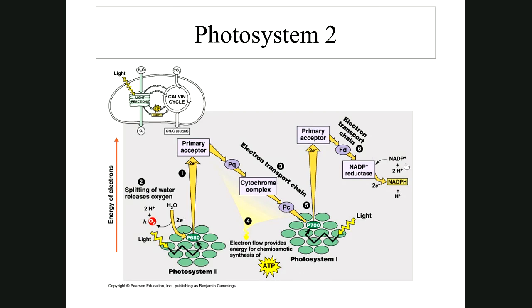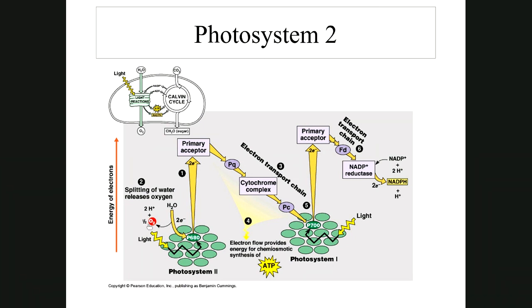NADP comes by and picks up the electrons and hydrogens to make NADPH plus H. Okay, so let's look way back over here on the left. If those electrons were lost, how does it acquire new electrons? Look at number 2 here. Splitting of water releases oxygen. So when water is broken down, oxygen is released, and that's what the plant produces that we breathe.